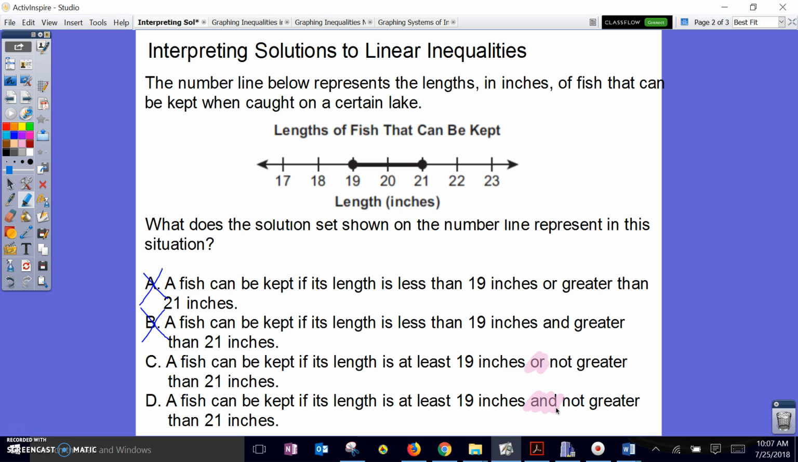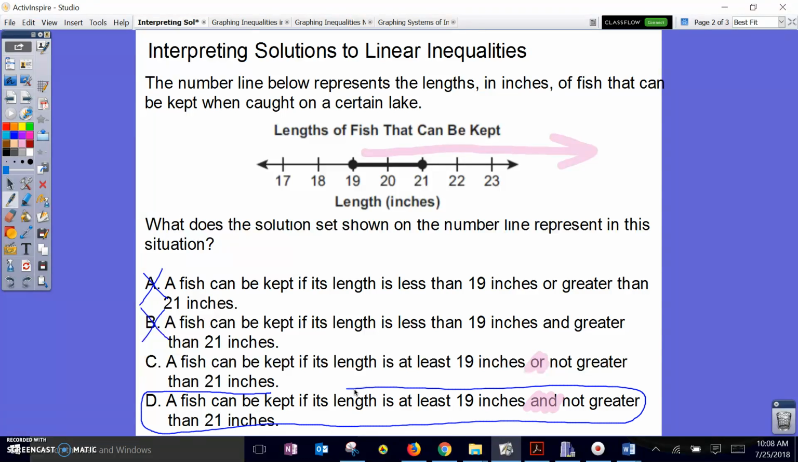Now, if it were at least 19 inches or not greater than 21 inches, then this inequality would continue up above, because it being or, if it's at least 19 inches, that could mean any value above 19 inches would be in the solution set. And since values up here like 22 and 23 are not in the solution set, this is not an or situation. And so the best answer here would be that a fish can be kept if its length is at least 19 inches and not greater than 21.